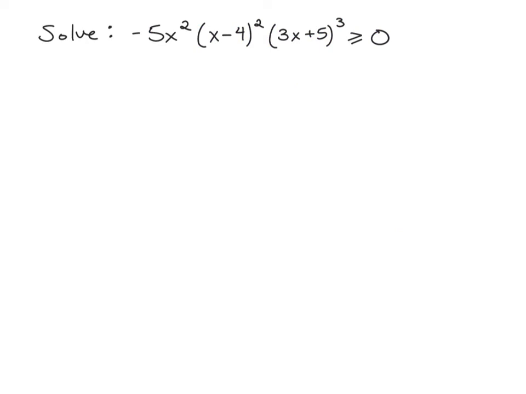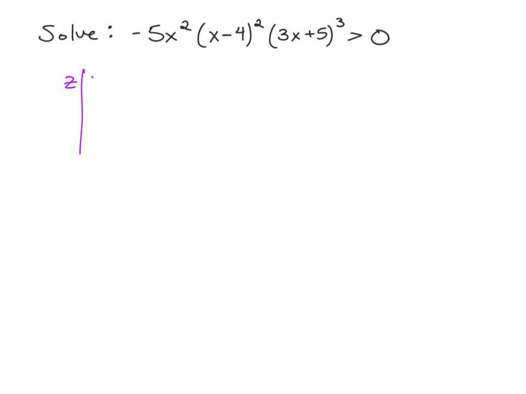All right, here we have another example. It's a polynomial. We have -5x squared times the quantity x minus 4 squared times the quantity 3x plus 5 cubed greater than or equal to 0. In fact, I think I'm going to change this just to be greater than 0. So this is not quadratic, so this is already in factored form for us. So what we get to do is jump right into ZMB.